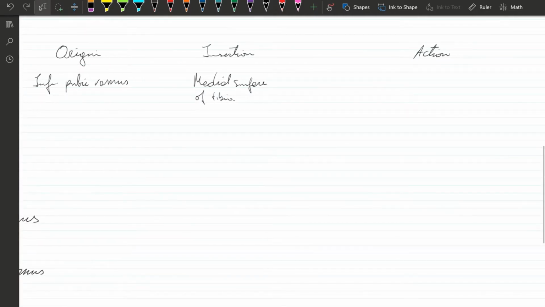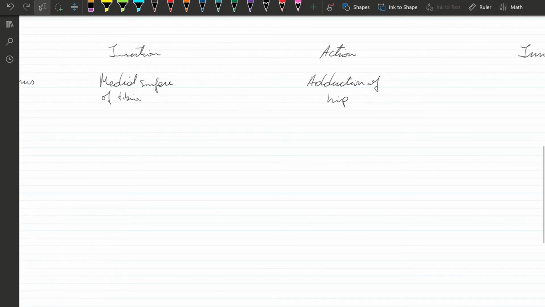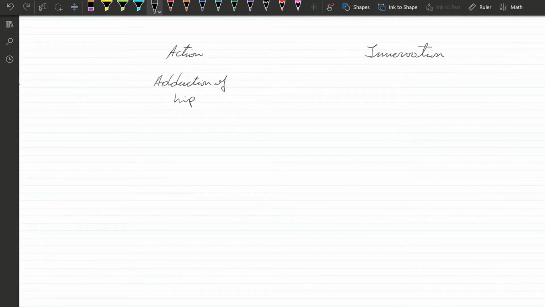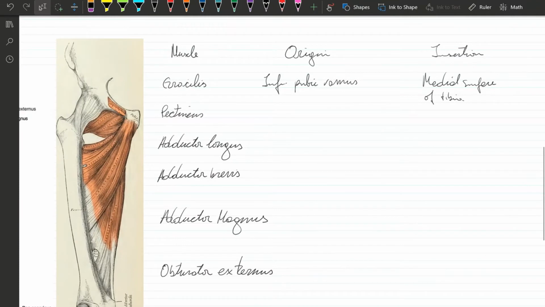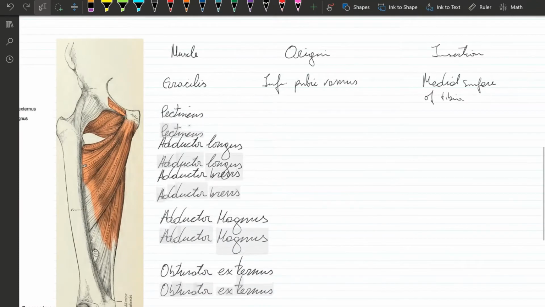Its action is going to be adduction of the hip. And its innervation is going to be by the obturator nerve. Most of these muscles are going to have an innervation by the obturator nerve, and we'll see a few differences. I'm just going to relocate this.